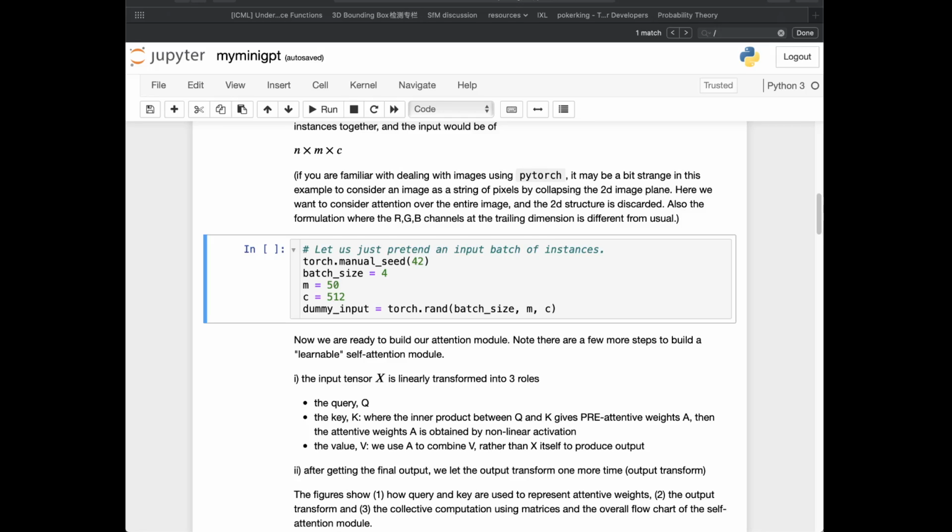So to be very specific, we consider this example. Say we have 4 different instances. Let us temporarily say these 4 instances are documents, and at each location or at each part of the data instance, there is a token.